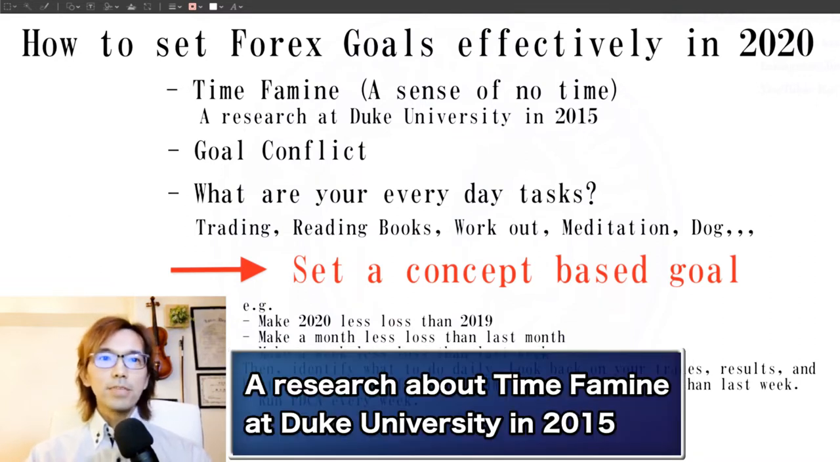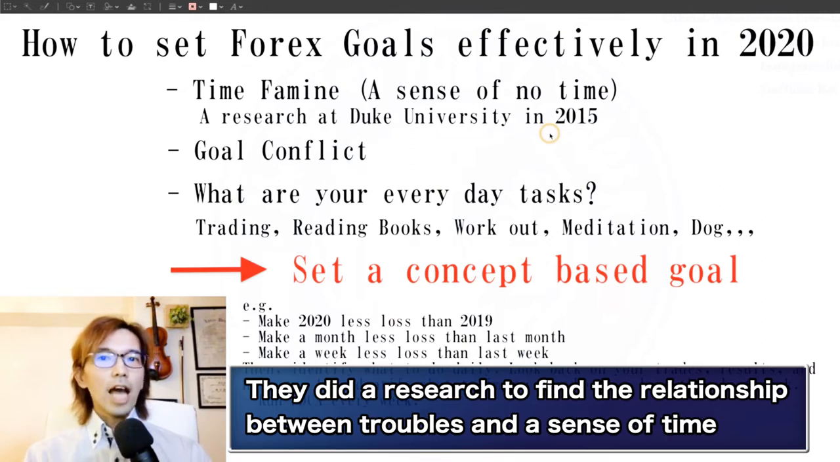In fact, this is based on research at Duke University that was done in 2015. There's a concept of time famine. This is when you don't have enough time. It's a sense of having no time. And actually they did some research on this sense of no time. Like, oh man, I've got so much to do and I don't have time in a day. Or I don't have time in a week, right?